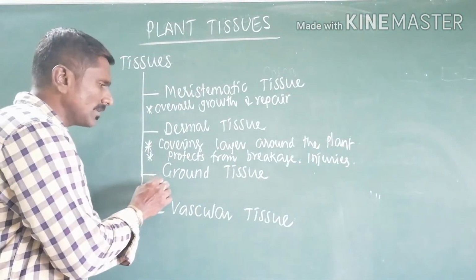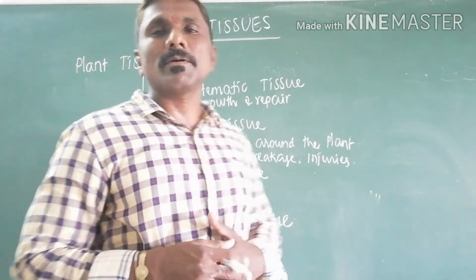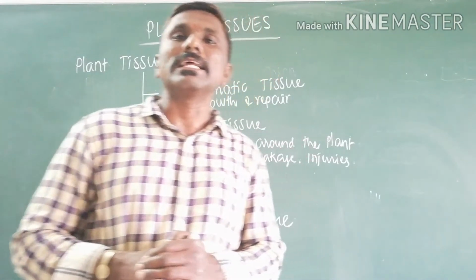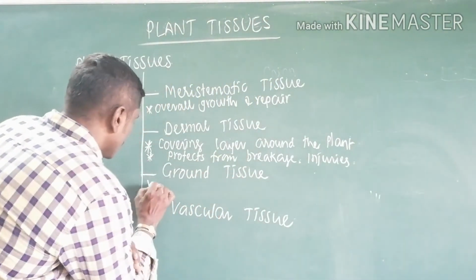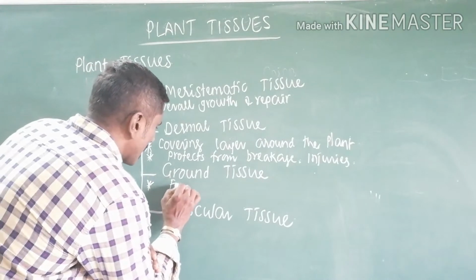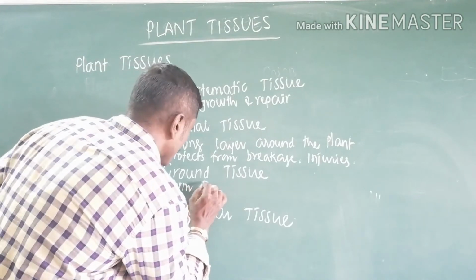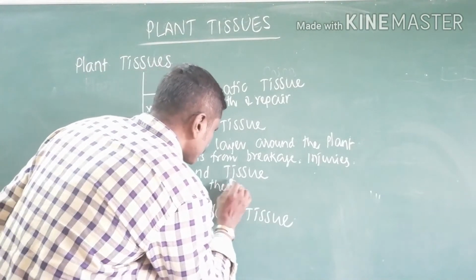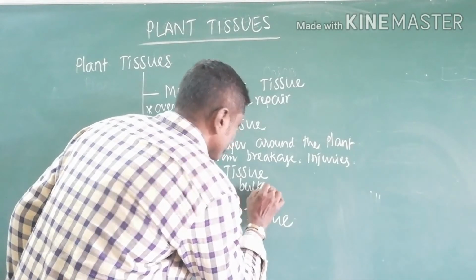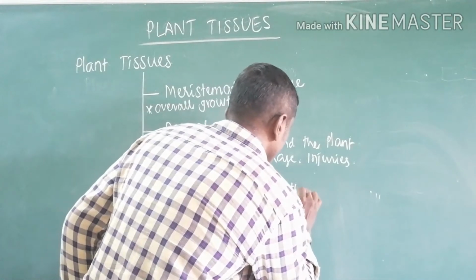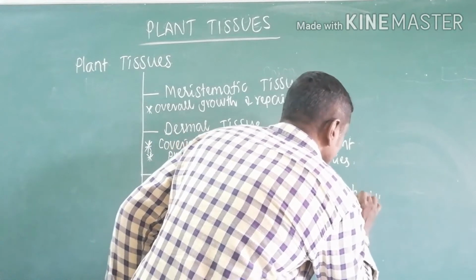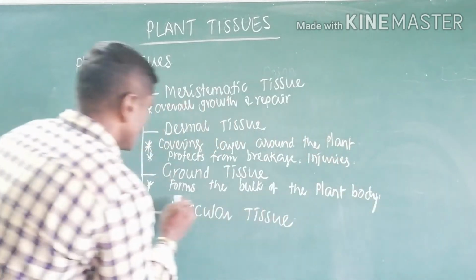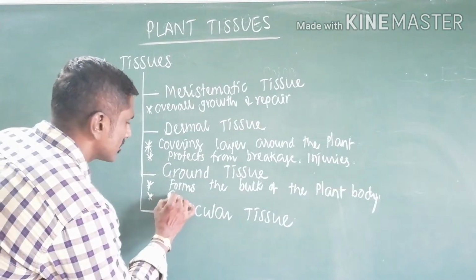Next is the ground tissue, which forms the bulk of the plant body, and it gives mechanical strength and support to the plant.